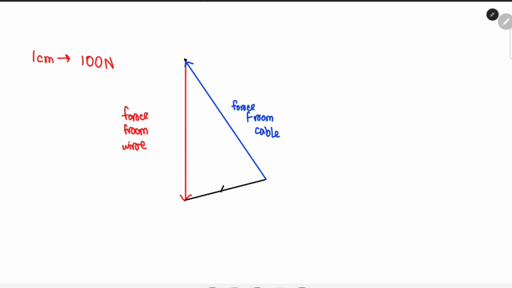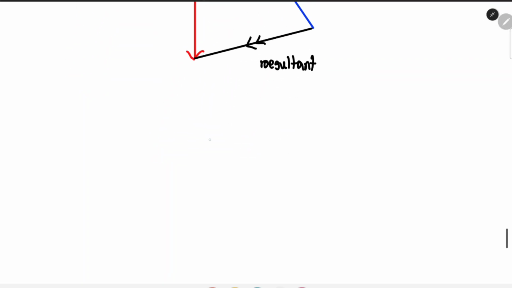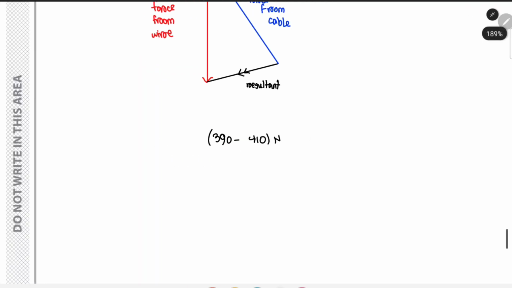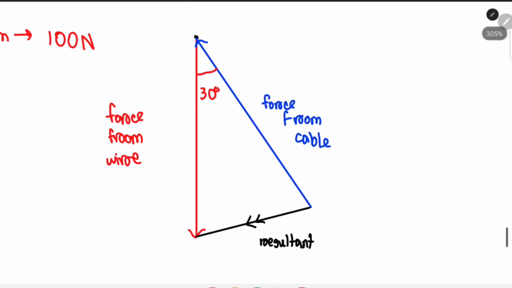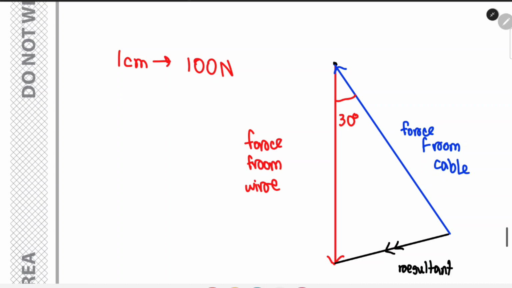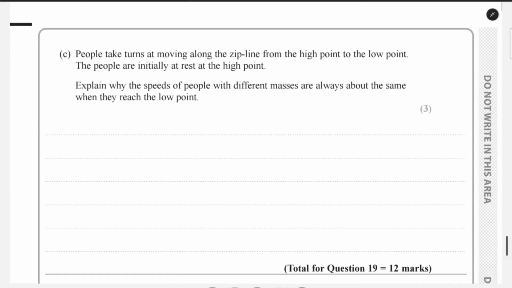And this is the resultant force, the black line. This is the resultant, and if you do it right, your resultant force will be in the range of 390 to 410 newtons. That's what you'll get if your diagram's right. You need to make sure that this angle over here is 30 degrees, and you need to mention your scale as well, just to stay on the safe side.